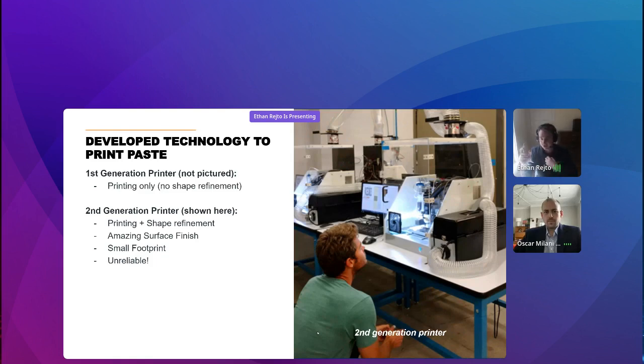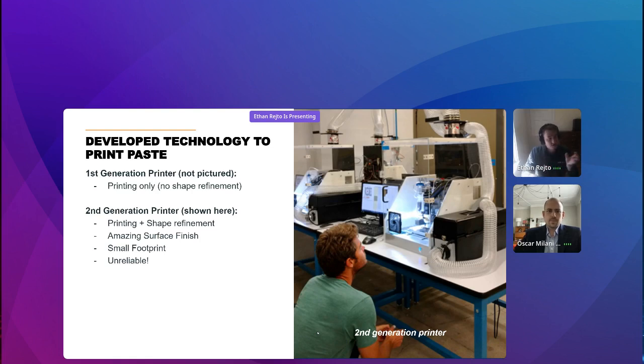The next thing we did, which is the second generation printer you're seeing here, was we added a shape refinement step to it. We'll talk totally about how our process works later, but Mantle's process is hybrid. So we are printing material and we're also CNC machining it all within one printer. So in the second generation, we added that shape refinement in. Again, we had a relatively small footprint. We were using these relatively inexpensive FDM systems, but they were relatively unreliable. They weren't giving the tolerances we needed. They weren't giving the finishes we needed.